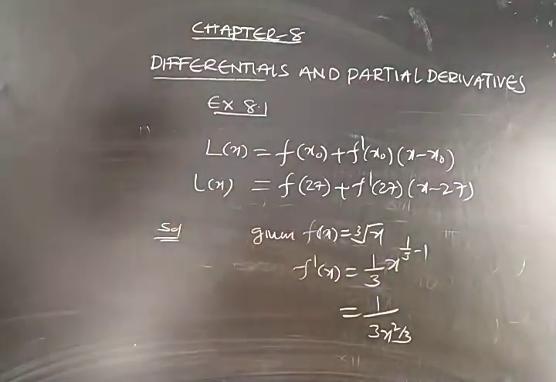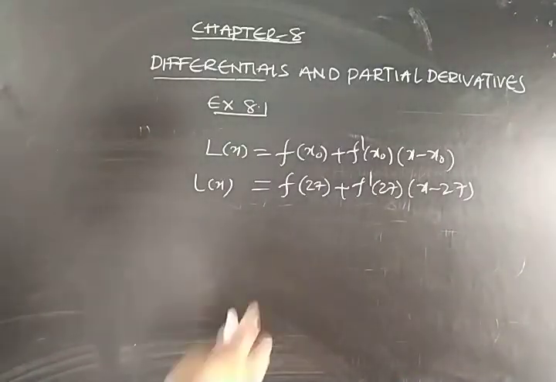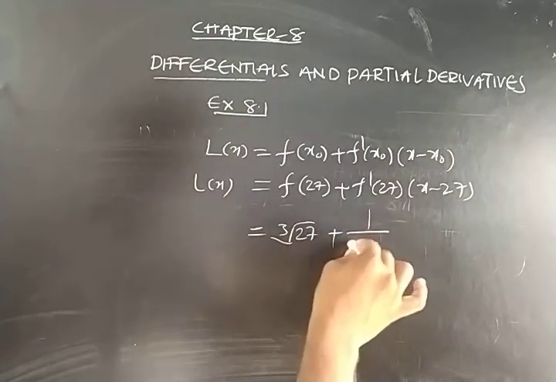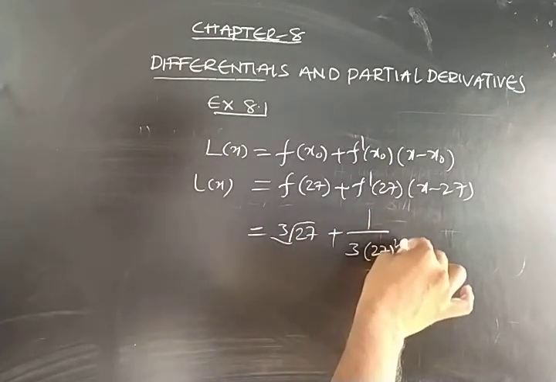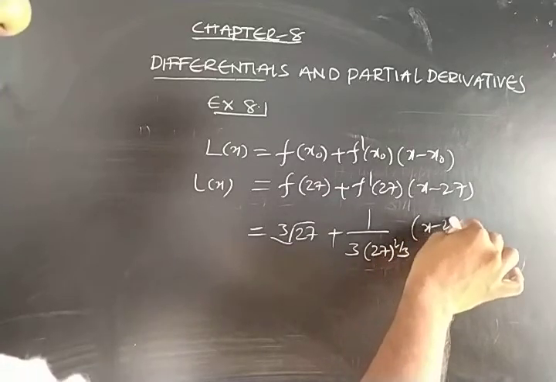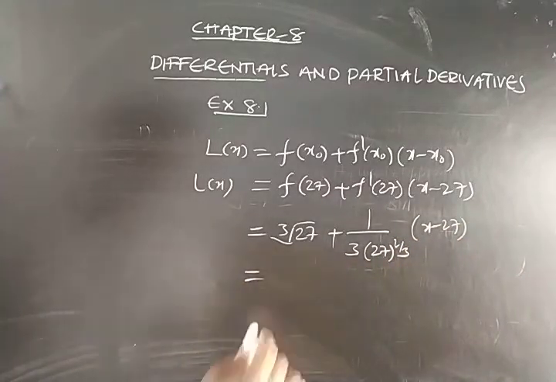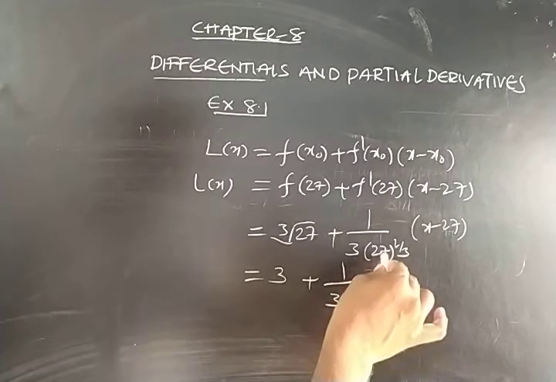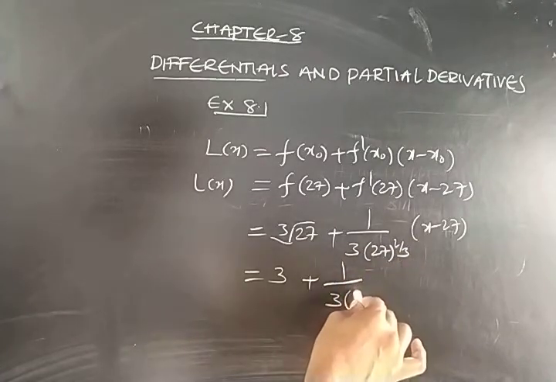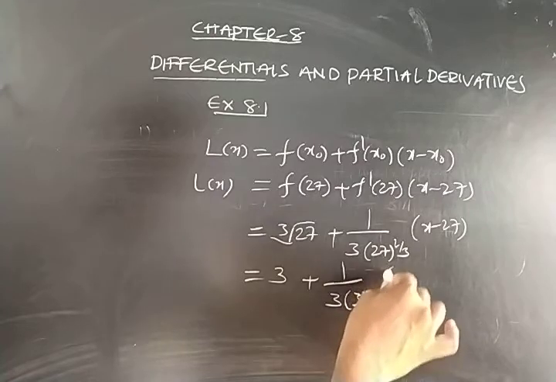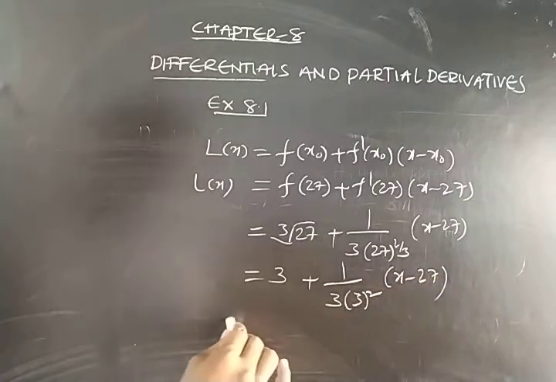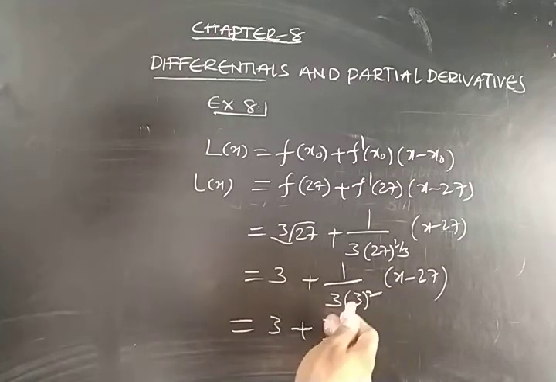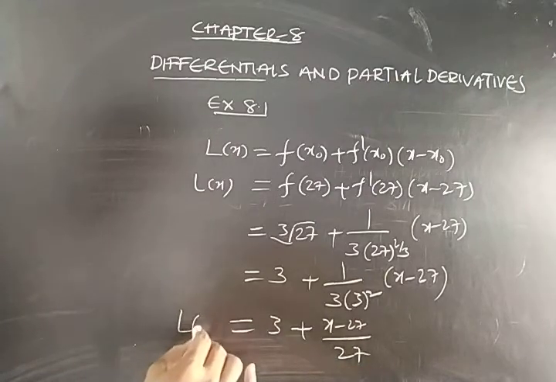L of x. Okay. Now f of 27 is cube root of 27, plus f dash of 27 is 1 by 3 times 27 to the power of 2 by 3, into x minus 27. Now cube root of 27 is 3, plus 1 by 3 into, here 27 we can write as 3 cube, 3 cancels, so you will get 3 square into x minus 27. So 3 plus x minus 27 by 3, 3s are 9, 9 3s are 27. So this is the linear approximation.